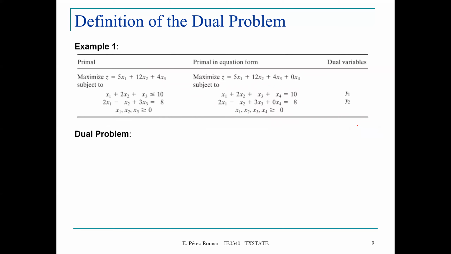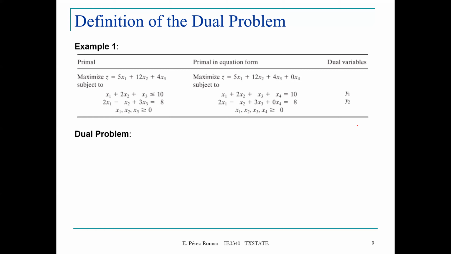So let's look at one example. Example 1: you have maximize z equal to 5x1 plus 12x2 plus 4x3. And then you have 2 constraints: x1 plus 2x2 plus x3 less than or equal to 10, and 2x1 minus x2 plus 3x3 equals 8.